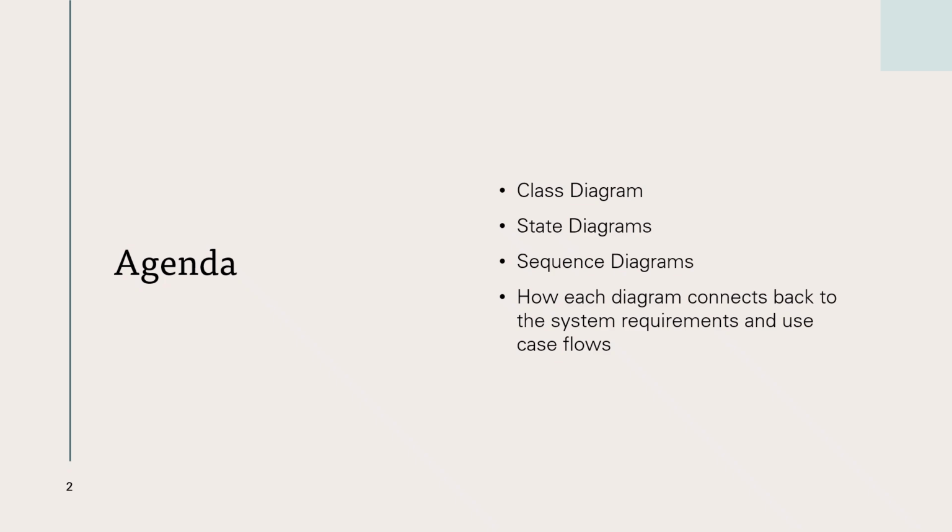Then after that, I will move on to sequence diagrams, which will show step by step how objects communicate with each other during key use case scenarios. These diagrams really help visualize the dynamic flow of the system. Throughout the presentation, I will also be connecting each diagram back to the system requirements and the use case flows to explain why each method and each state is necessary and how they build on top of one another.